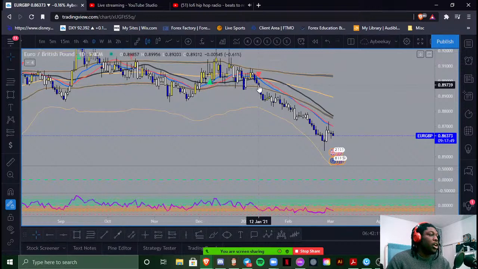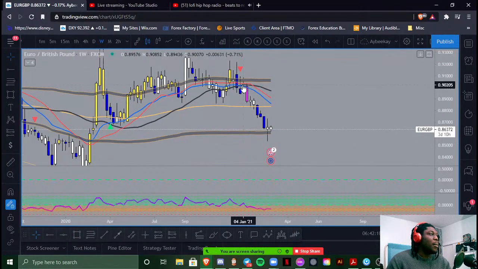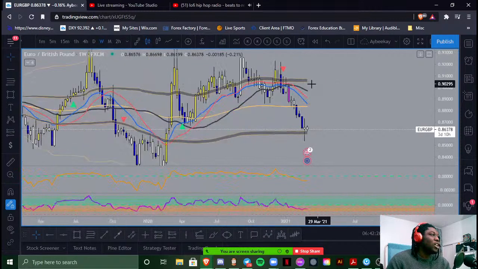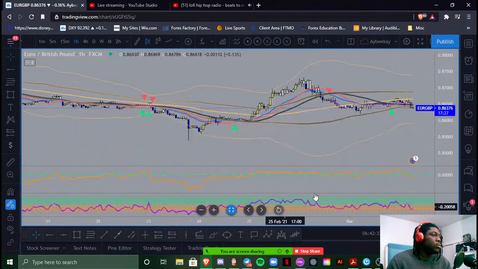Called the sell over here on the 12th of January, been bearish since. Weekly time frame, I remember when I called this, oh my goodness. 28th December, dropped heavy. That's why I love this weekly time frame, man. I'm really going to start position trading. I love how it will be playing out.